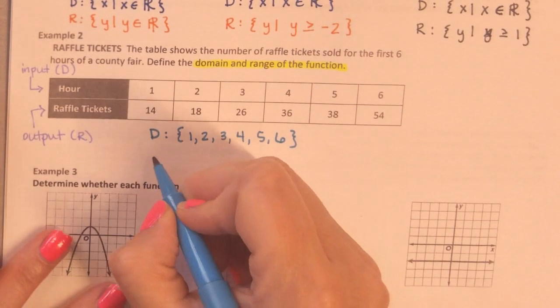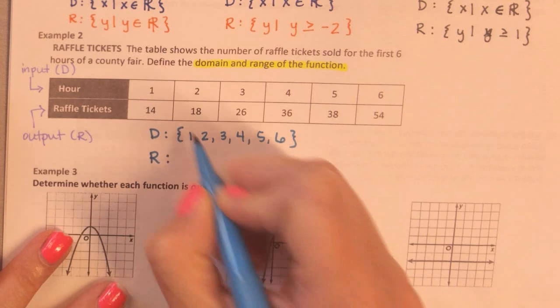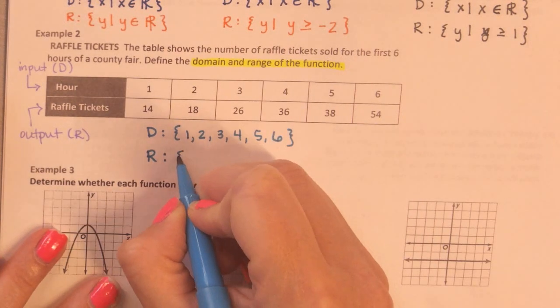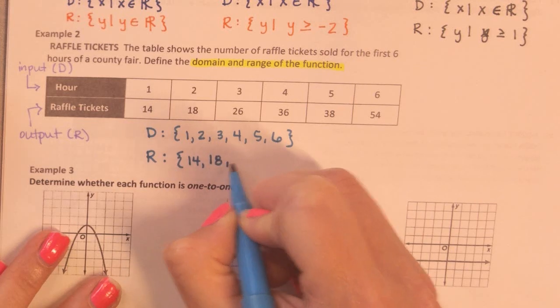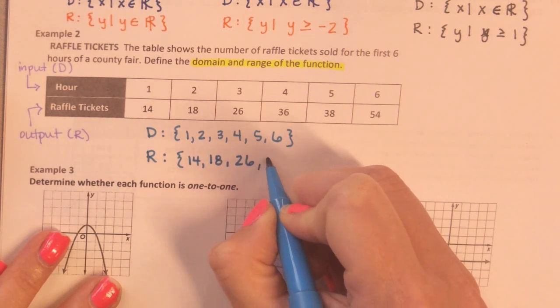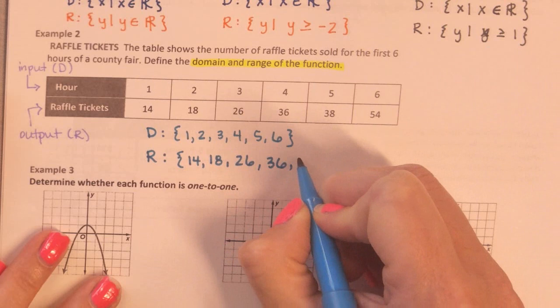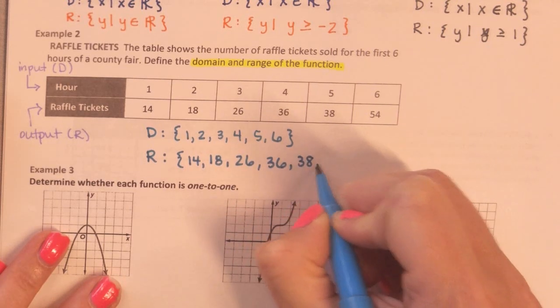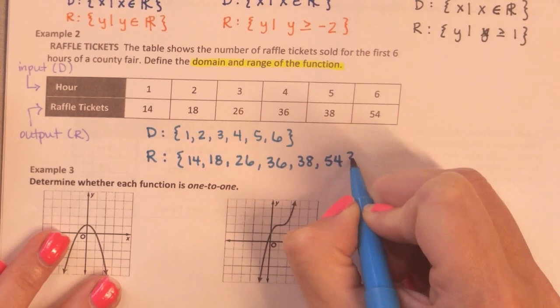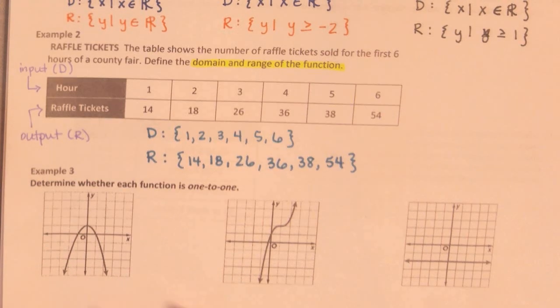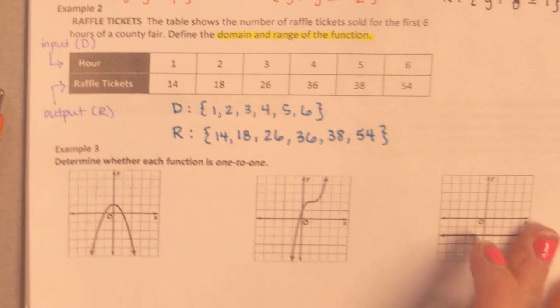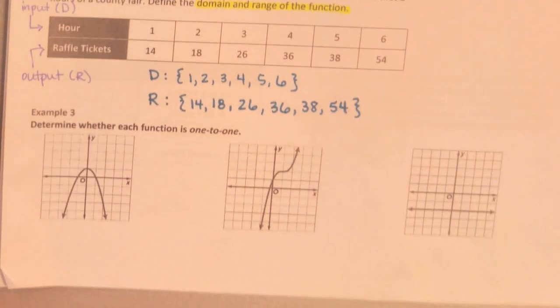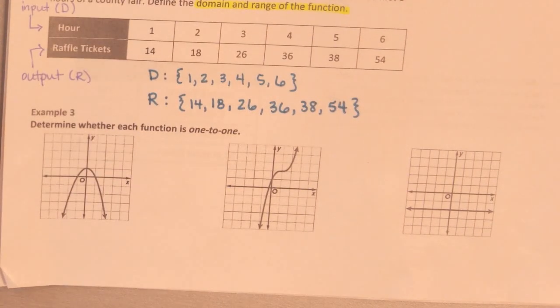Now we're going to do the range. Are there any repeats here? No. If there were, again, you just have to write it once. And if you can put it in numerical order, that is preferable. Alright, and that's it. That's all you have to do for the domain and range there. If they are finite numbers, then you can just list them.